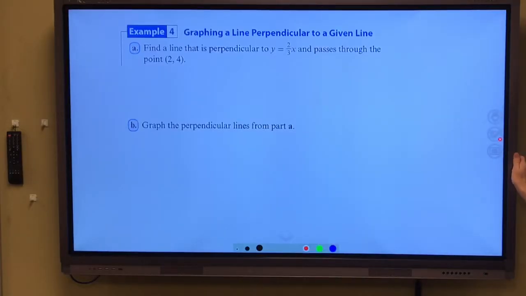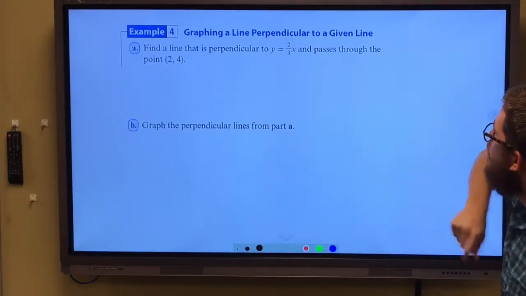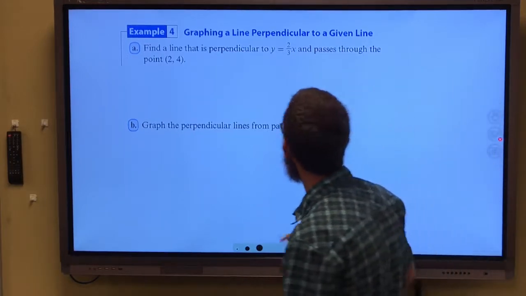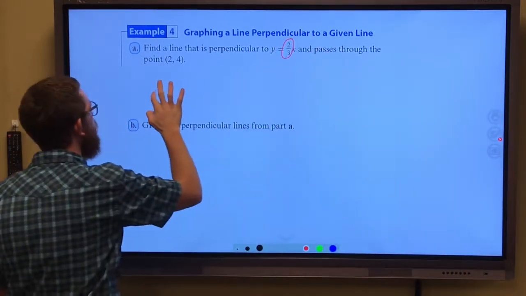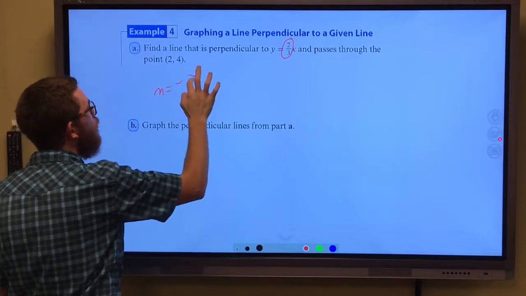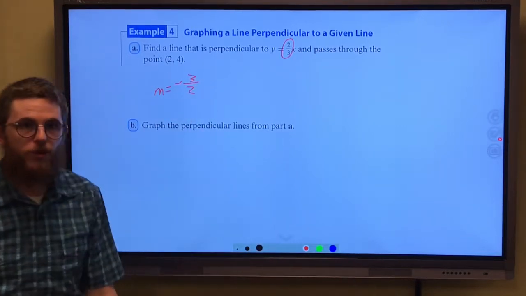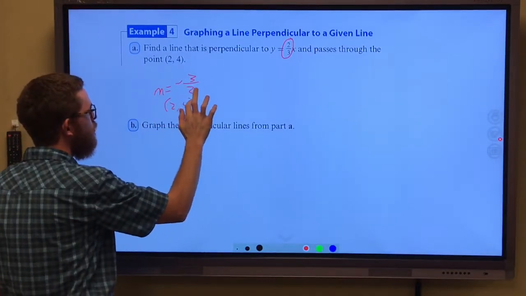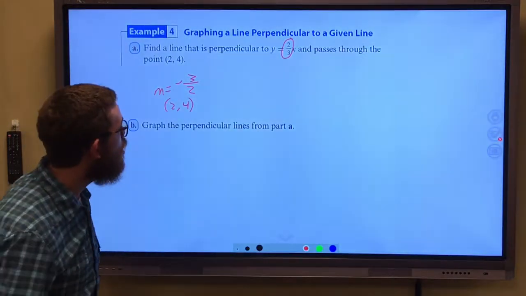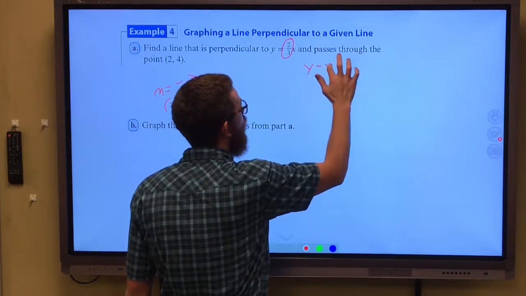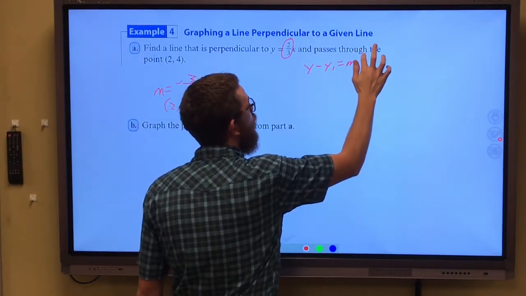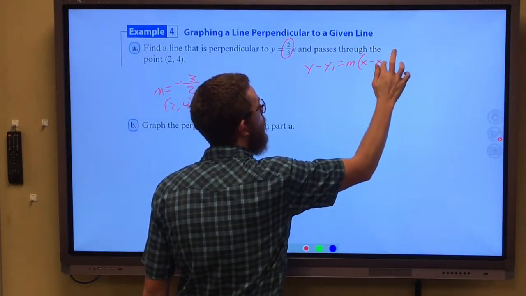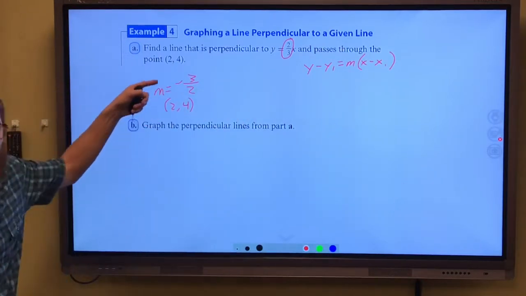All right, similar question. We want to find the line that's perpendicular to this one and passes through the point (2, 4). Well, if it's perpendicular, my slope needs to be the opposite reciprocal, which is going to be negative 3 over 2. It needs to go through the same point, (2, 4). I'm going to once again call upon my point-slope form because I have a point and I have my slope.